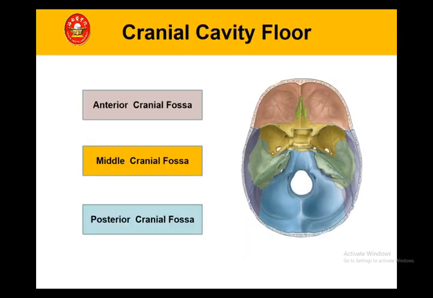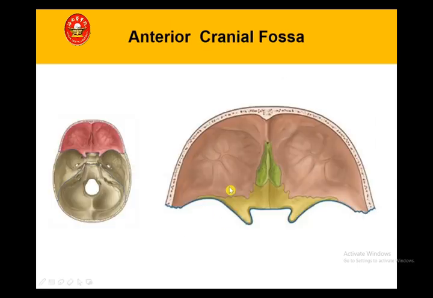Now let's talk about the cranial cavity floor. The cranial cavity floor can be divided into the anterior cranial fossa, middle cranial fossa, and the posterior cranial fossa. We will talk about each of these fossae one by one. First of all, let's talk about the anterior cranial fossa. What things can we see in this fossa?